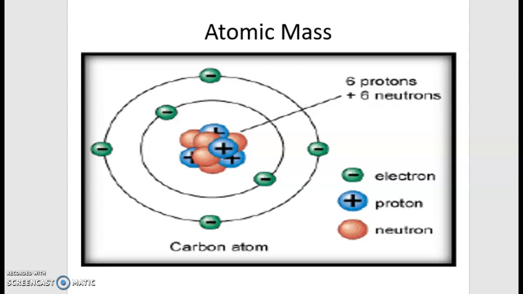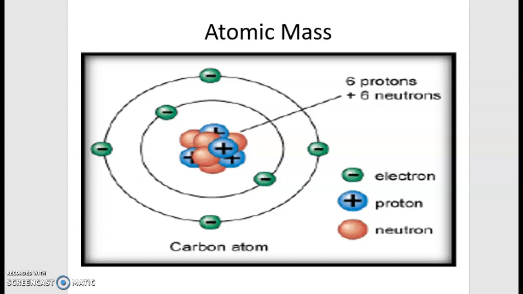Today we are going to be looking at the atomic structure of the atom. In other words, how to find the number of protons in an atom, how to find the number of electrons in an atom, and how to find the number of neutrons in an atom. In order to do this, you're going to have a copy of the periodic table.